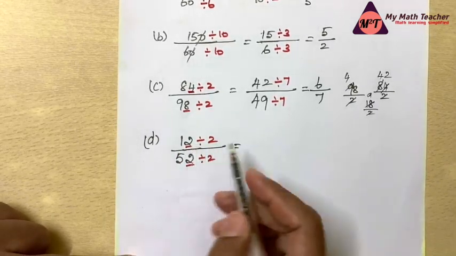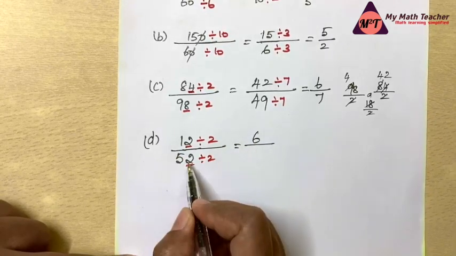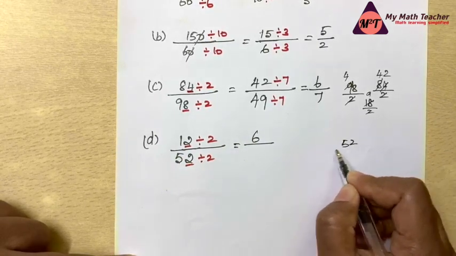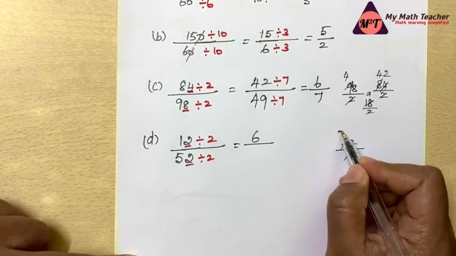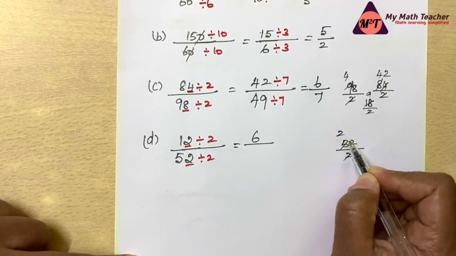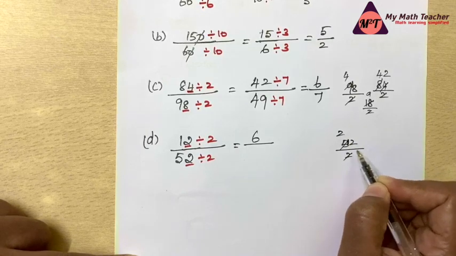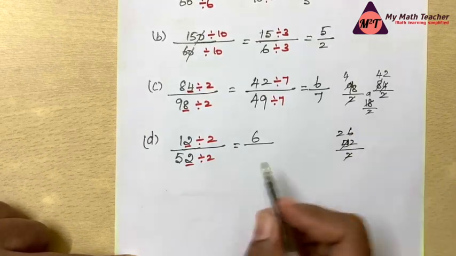12 divided by 2 is 6, and 52 divided by 2: 2 fours are 8... 2 twos are 4, so the remainder is 1. Write it like this. Now read 12. Okay, 12 divided by 2 will be 6.